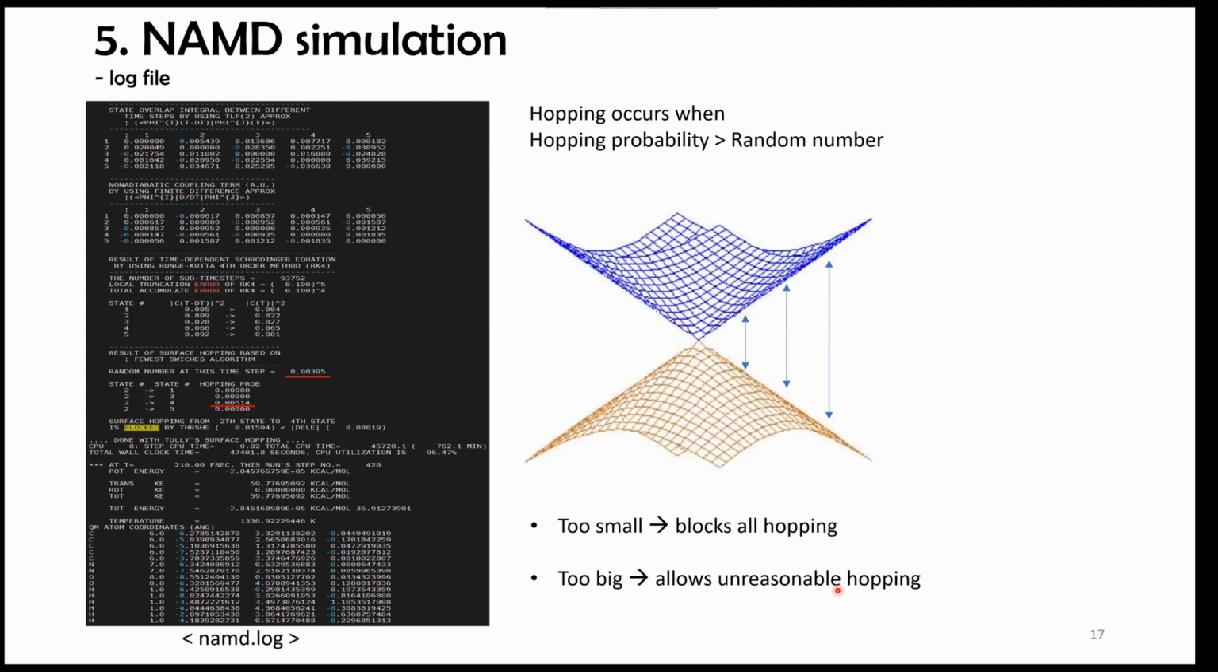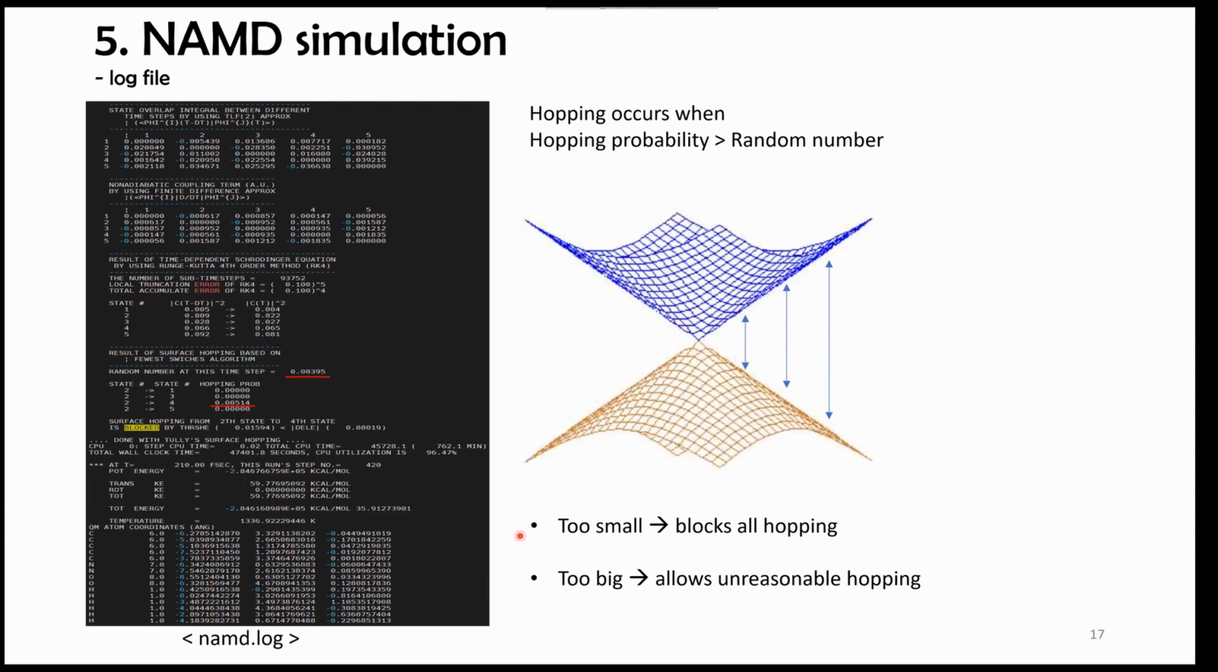So we need a balance between... You need to tell us the number, so that's important. Yeah, but it depends on the system. So actually I use 5 or 10 in most cases. Yeah, 5 or 10 kcal/mol.